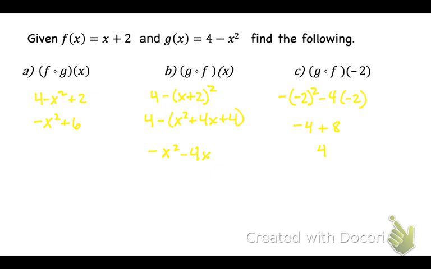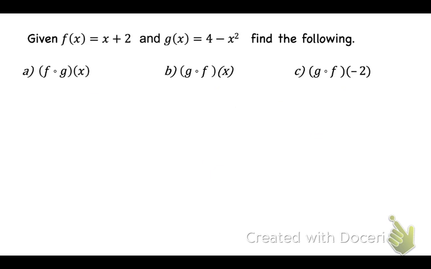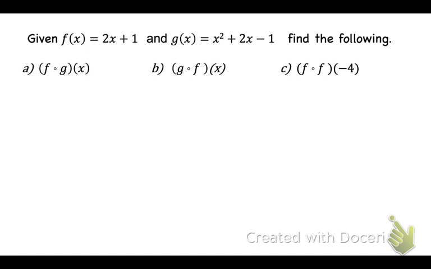Questions? No. Do we need it again? Wait, what's this one mean? F composed of F. You put F in for F. Okay, so do this one. You put F in for F and a negative 4 in. So do it.